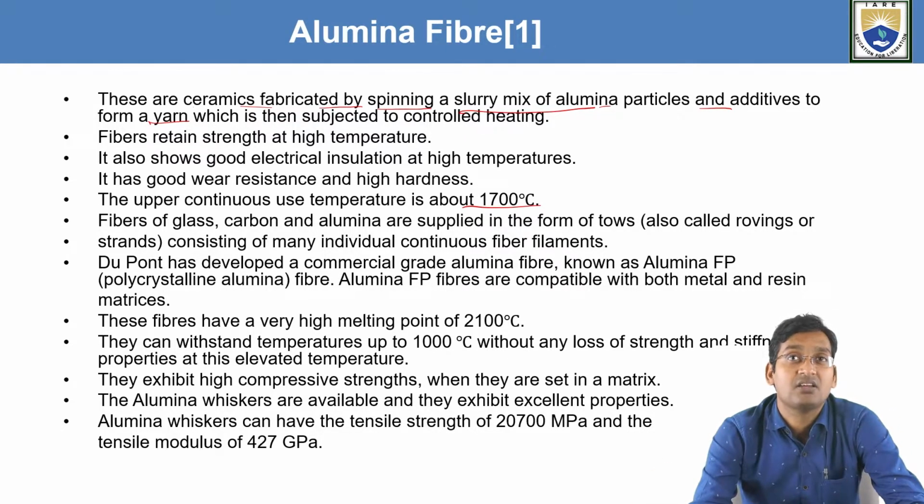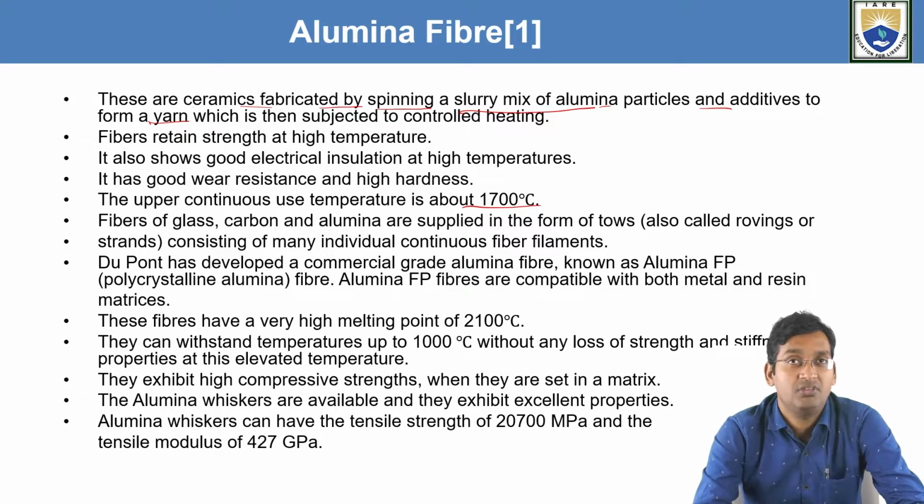Fibers of glass, carbon and alumina are supplied in the form of tows. Already we have seen that 3,000 to 30,000 filaments are there in one tow, also called roving or strands. These consist of many individual continuous fiber filaments. The combination of all the fiber filaments is what we call a tow.